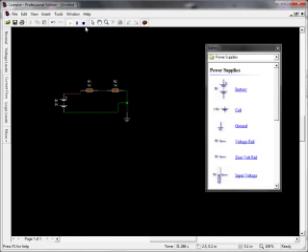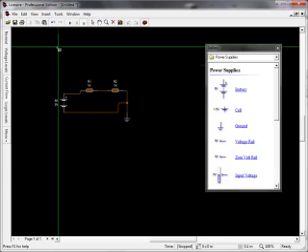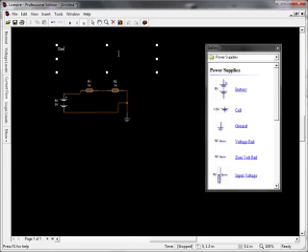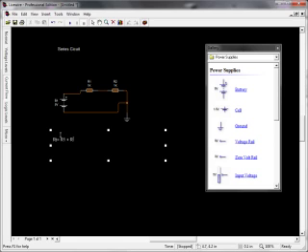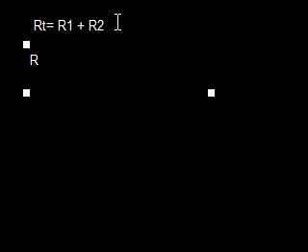So I will write the name of the circuit, is series circuit, and now this equation. The equivalent resistance of this circuit is R1 plus R2. Here is R1 and here is R2, and the equivalent resistance in this case is 2.